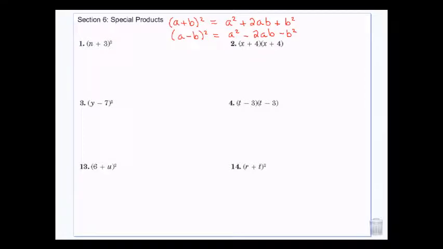Okay, so if you memorize this pattern, you don't actually have to do the multiplication. Okay, if I look at this, I have n squared, and then 2 times 3 times n, and then 3 squared. So first one squared, 2 times the first and the second, and then the second one squared.